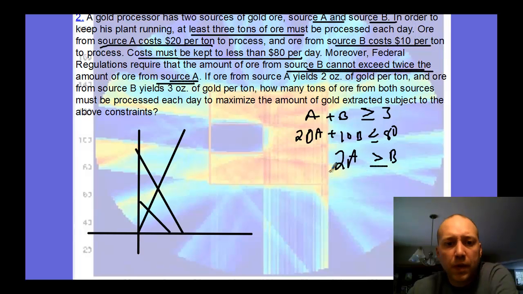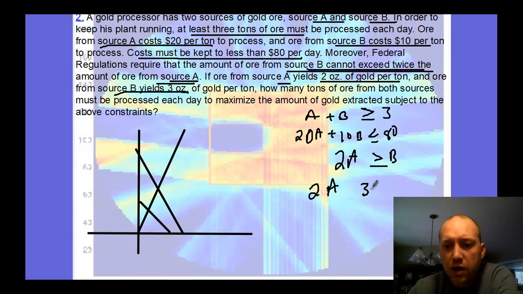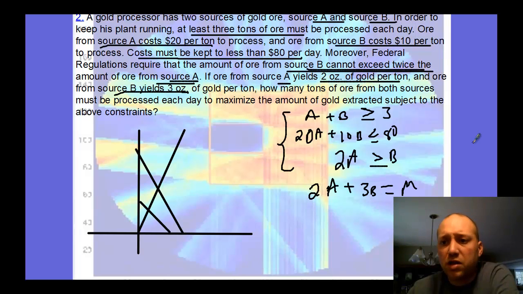And then the last one here, we have 2 ounces of gold per ton for source A, and source B gives us 3 ounces of gold. So we have 2 ounces for source A and 3 ounces for source B that we can get back for every ton we process. And that's our goal, to get the most amount of gold, so we want to maximize that. So here are our constraints. You have to pull that from all of these sentences, which is pretty difficult. There's a lot of math occurring there.